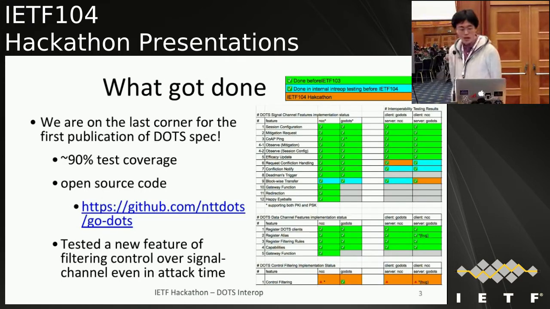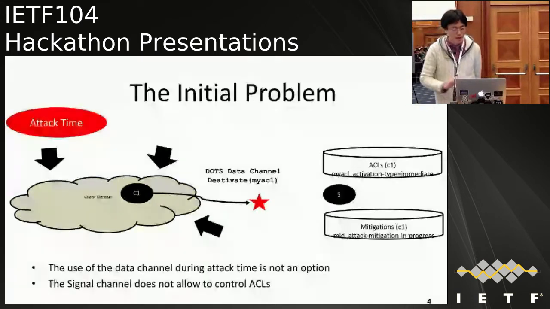Here's what we got done. Here's a matrix of the result of interoperability testing. We have over 90% of test coverage. Also you may notice that orange cells are what we did in this hackathon. We tested new features of filtering control of a signal channel, even in attack time.